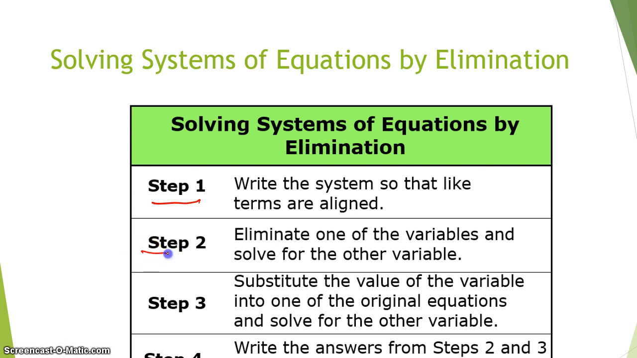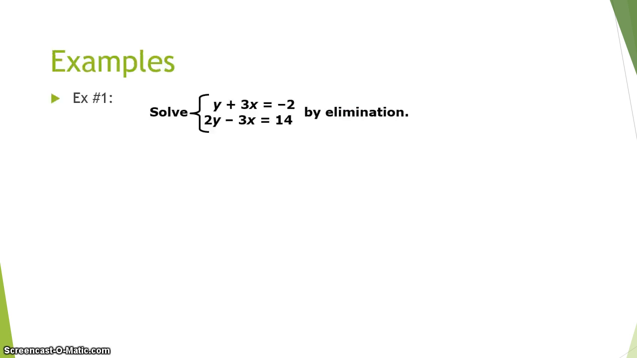Our second step is we're going to eliminate one of the variables and solve for the other. Our third step, we're going to substitute the value of the variable into one of the original equations and solve for the other. And then we'll write our final answer for step 4 as an ordered pair, x comma y, and check our work. So let's go through some examples here for this section.